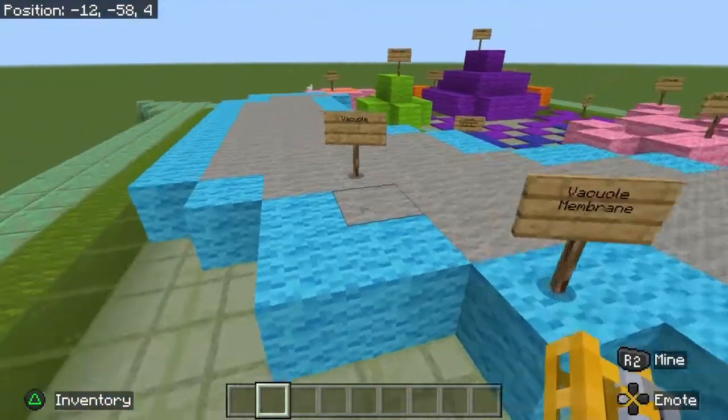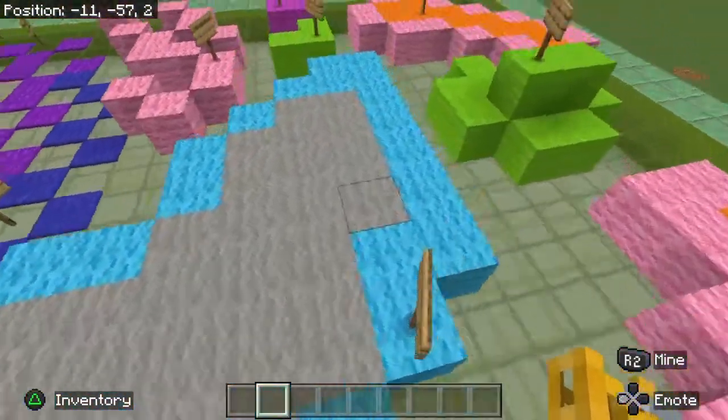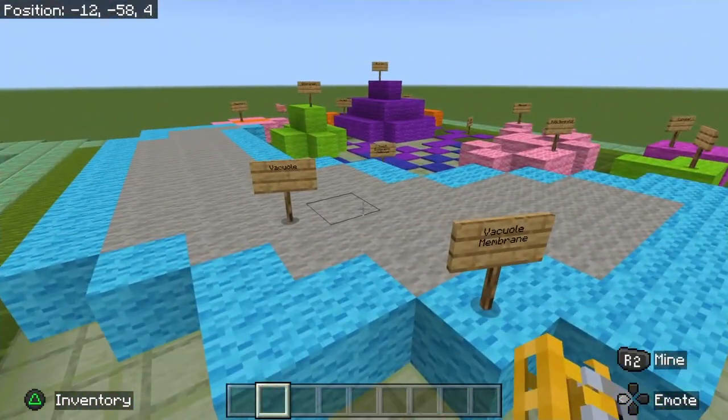After that, we will move on to the vacuole membrane and the vacuole. The vacuole is the liquid-filled storage unit in the cell that recycles and stores old, worn-out organelles for the cell to reuse. It stores water, food, and other materials that the cell needs.